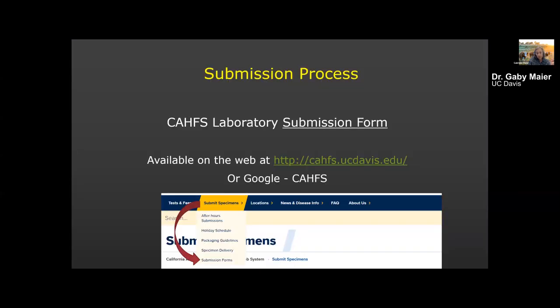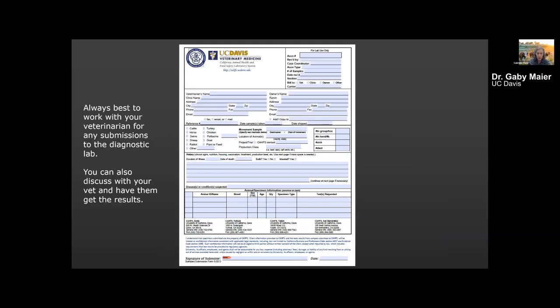So we're talking now first about the mechanics of a submission to the lab, because it's really important that you as the submitter do your part in making this a success. This is the web page of the CAHFS lab, and when you go there, you can download the submission form, and you should do that in any case when you submit something there. Under Submit Specimens, you go to Submission Forms, and that will download the correct form. And this is what it looks like.